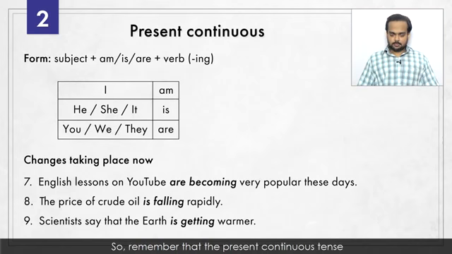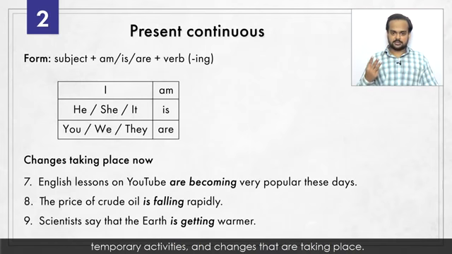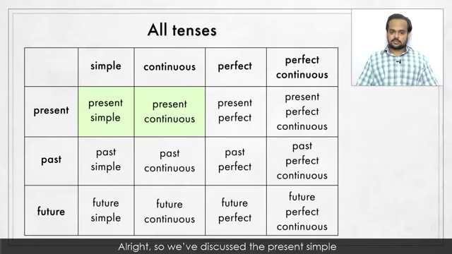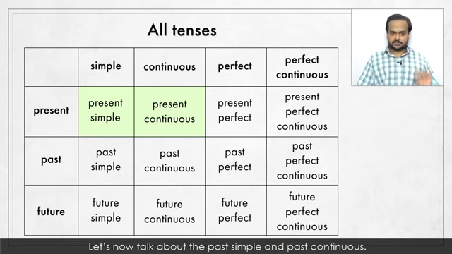So remember that the present continuous tense is used to talk about actions happening now, temporary activities, and changes that are taking place. Alright, so we've discussed the present simple and the present continuous tenses. Let's now talk about the past simple and past continuous.